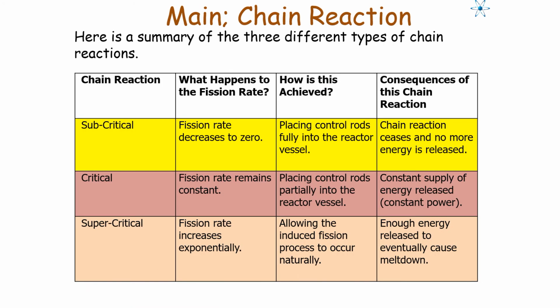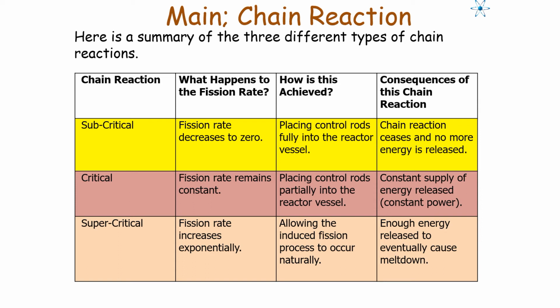So what are the different types of chain reaction? We've got our supercritical chain reaction, which is where the fission rate increases exponentially. How is this achieved? You just allow an induced fission process to take its natural course, and then eventually if you have a supercritical chain reaction, enough energy is released to eventually cause nuclear meltdown or a nuclear weapon. If you have a critical chain reaction, the fission rate remains constant, and you can do this by placing something called control rods into the reactor vessel, and you'll get a constant supply of energy released in a power station.